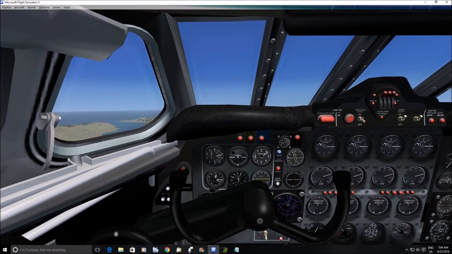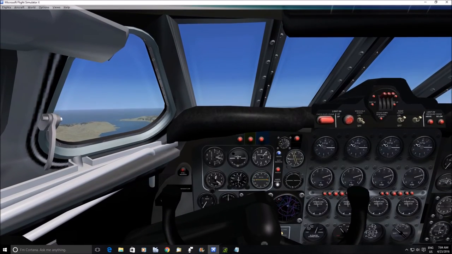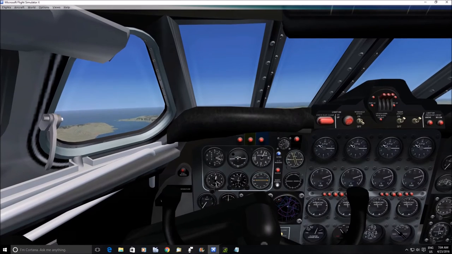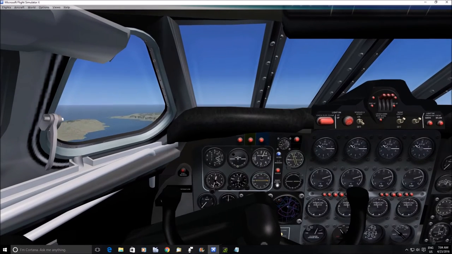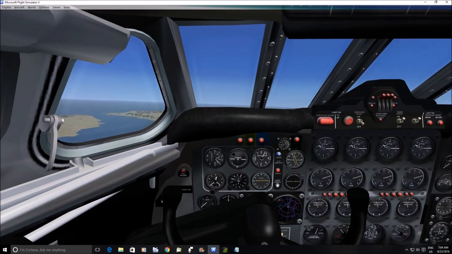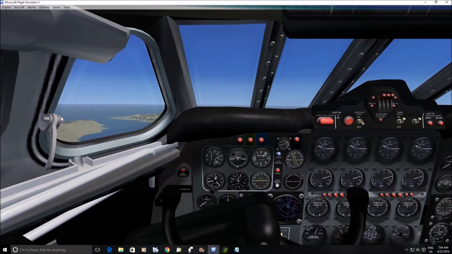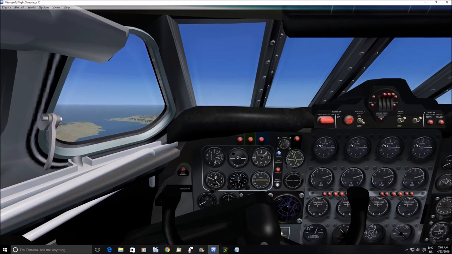I didn't mess with the flaps either. I didn't check the flap lift or drag or anything like that. I could have, and I may do in the future, but like I said, I just wanted to address the main handling characteristics of the airplane.